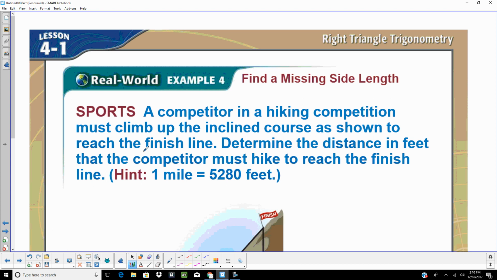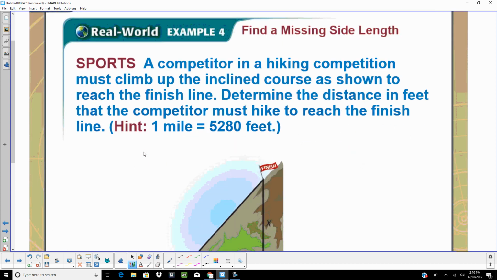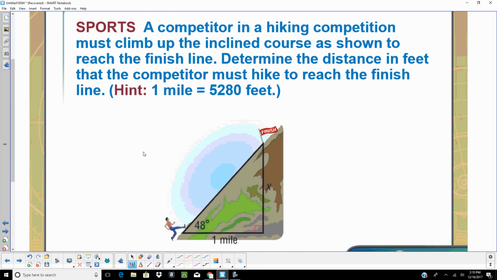Let's do a word problem. A competitor in a hiking competition must climb up the inclined course as shown to reach the finish line. Determine the distance in feet that the competitor must hike to reach the finish line. And they tell you 1 mile is 5,280 feet. That's a heck of an incline. I don't think he's going to do it standing upright the whole time, but oh well, they didn't ask me.